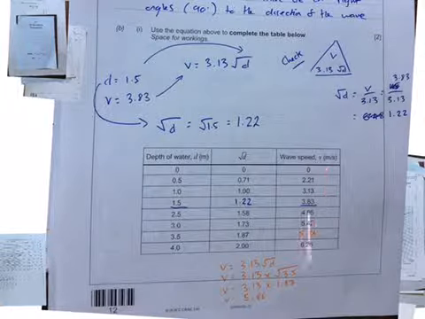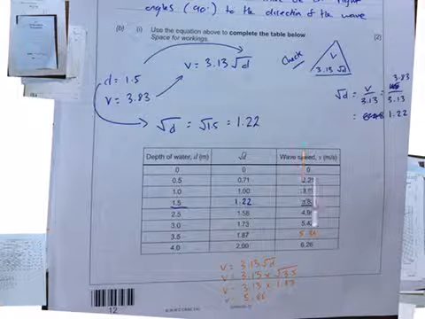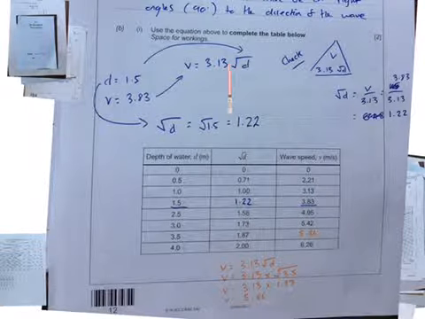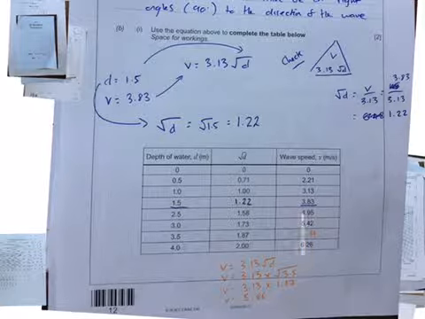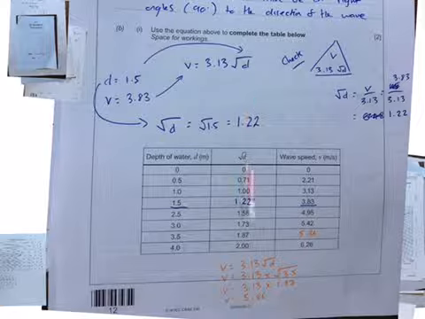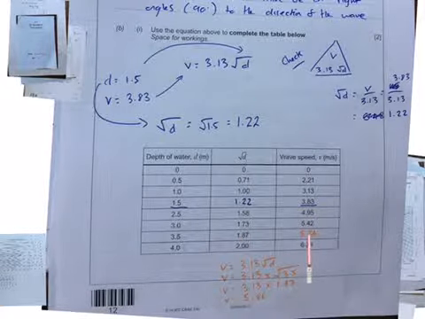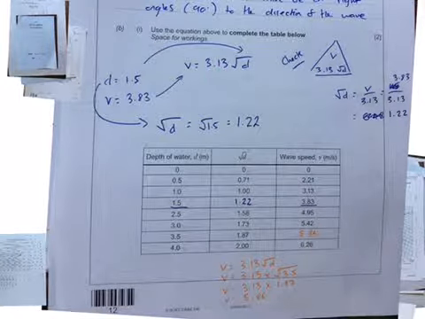This is your V. So if I want to know what V is, then it's 3.13 times the square root of D. This one was quite easy to get because you literally replace the square root of D there for 1.87. So this one is 1.87 times 3.13. It's going to come up to 5.86.